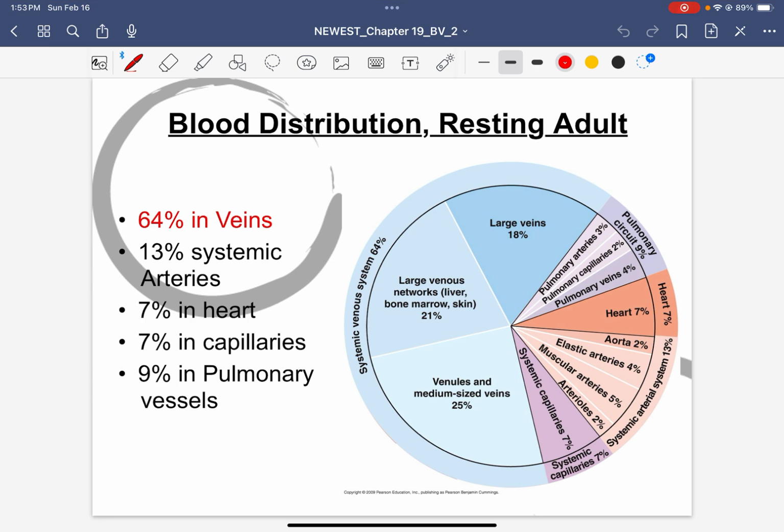So this chapter can be sneaky hard. We started this chapter by talking about the structure of arteries, veins, and capillaries. So you'll remember that all arteries and veins have the same three layers in their wall: tunica externa, interna, and media. But there are slight differences.